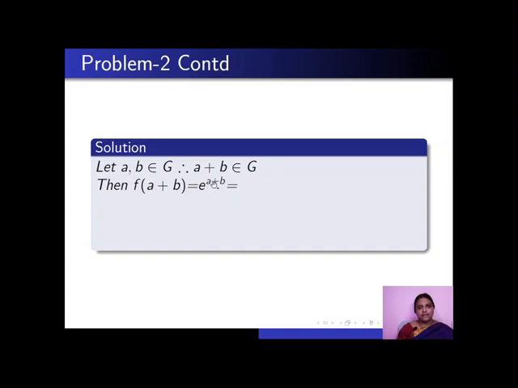Now e power a plus b can be written as e power a into e power b. What is e power a? f of a. And e power b is f of b. So this is equal to f of a into f of b. So f of a plus b, that means f of a circle b, circle being the binary operation in G, is equal to f of a star f of b, star being the binary operation in G dash, f of a into f of b. So according to the definition, this is a homomorphism.